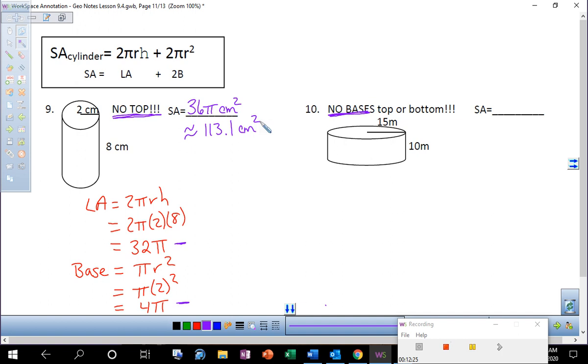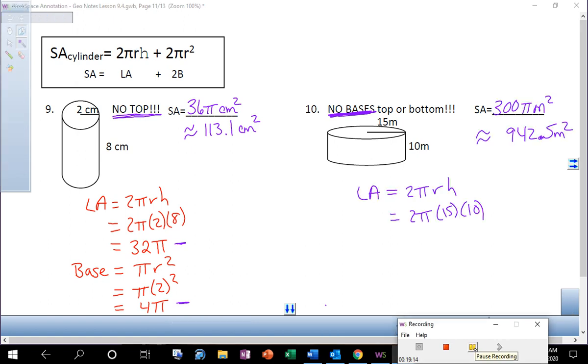Alright, so go ahead, take a second, pause the video, work on number 10 on your own. Just remember number 10 has no bases at all, so you are pretty much doing the lateral area only on number 10. Get that one taken care of. Okay, so for number 10, just doing the lateral area essentially, 2 pi r h gave you 300 pi, or approximately 942.5 for your decimal answer.